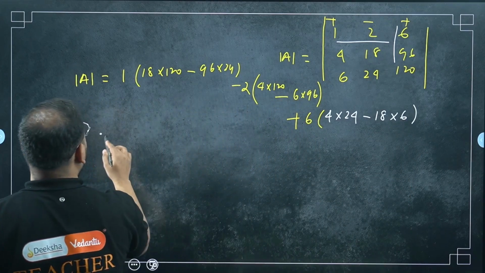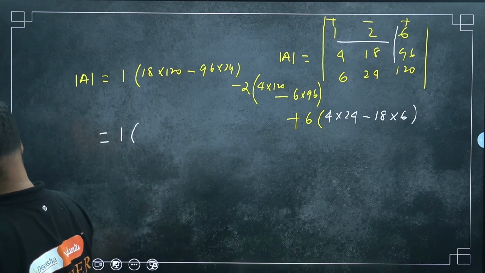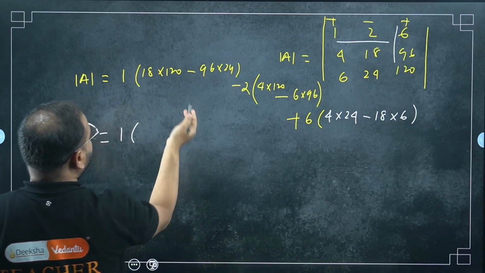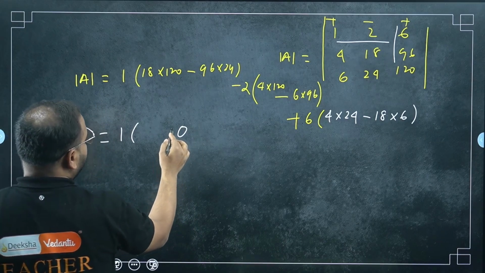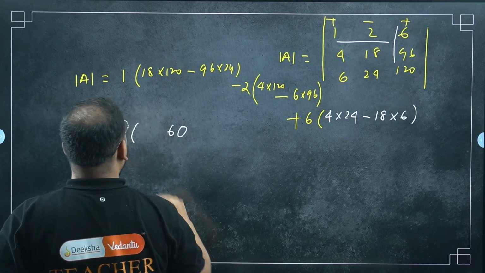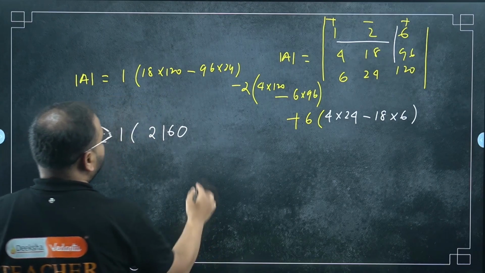So what is this going to be? 1 times of, how will I multiply this? So 0 is there. 18 times 2 is 36. So in hand is 3. 18 times 1 is 18 plus 3 is 21. Okay. 2160. Please cross check the multiplication.